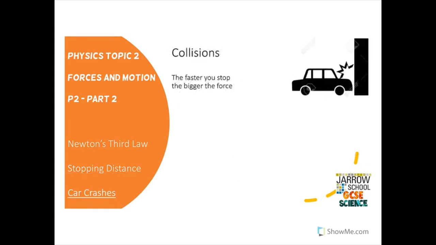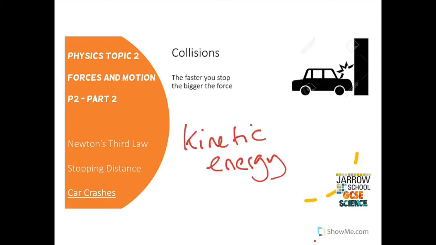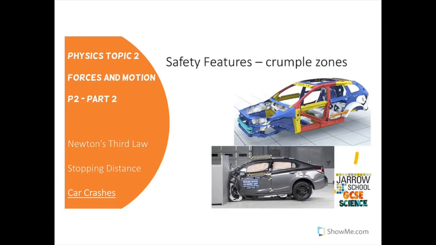And the final part of this course that everybody needs to know is to do with car collisions. And the main thing that you need to remember here is the faster that you stop, the more you decelerate, the bigger the force. And that's because the car needs to lose its kinetic energy. And if a car is going faster, it has more kinetic energy that it needs to get rid of. And if you are in a collision in a car that is going faster, that energy can do harm to you. So we need to think about different safety features that cars have, which reduce the impact on the passengers.